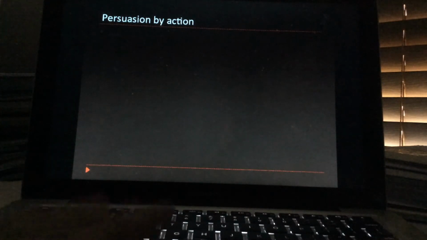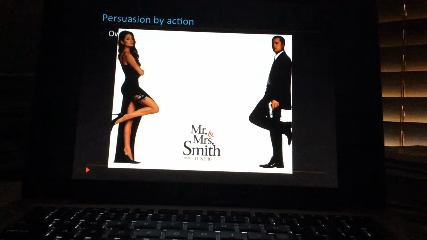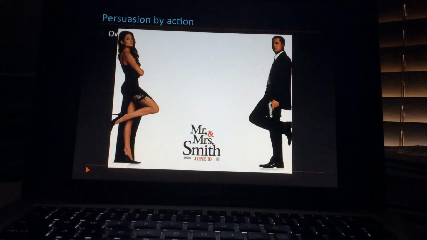Okay, now we're going to talk about persuasion by action, right? So the behaviors that might be involved in attitude change. There's lots of evidence about our own actions as evidence. So I have here a picture of Mr. and Mrs. Smith, not because the movie is anything to do with persuasion itself, but I wanted to flag the idea that when we're acting in a certain way, it can convince us to change our attitudes about something.